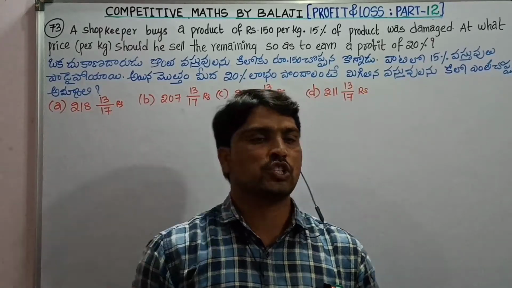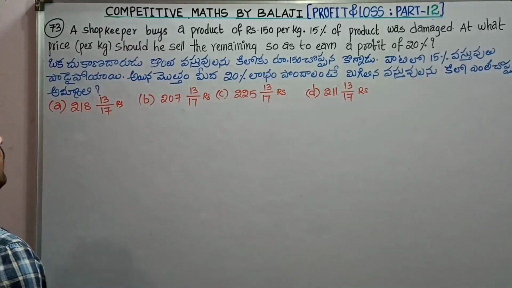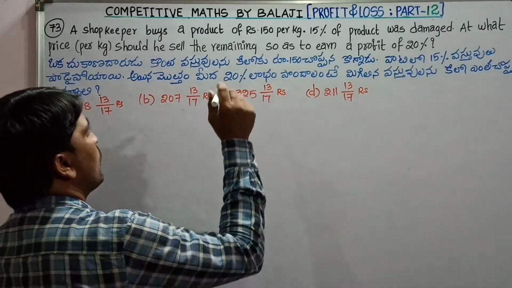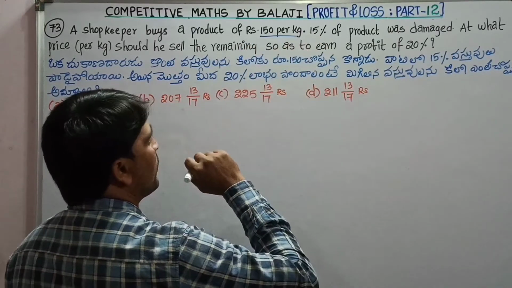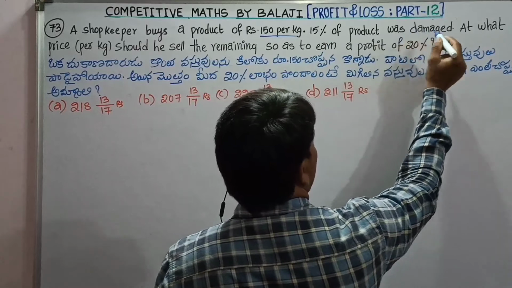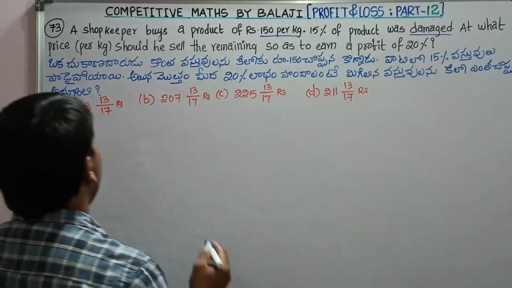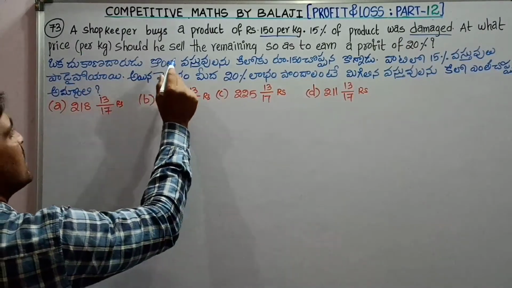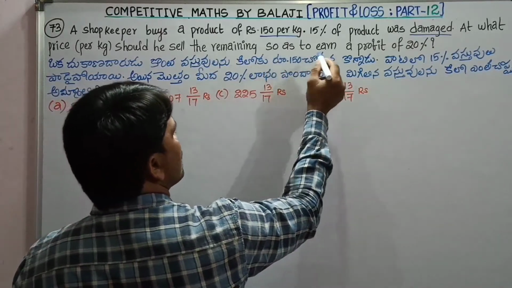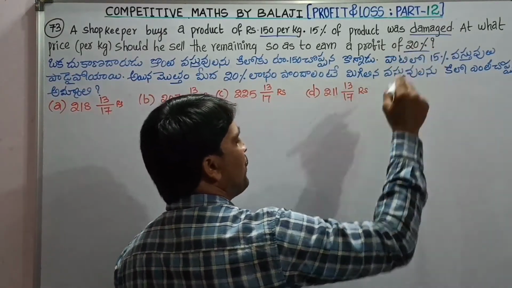Next most important question, 73. A shopkeeper buys a product at rupees 150 per kg. 15% of the product was damaged. At what price per kg should he sell the remaining so as to earn a profit of 20%?